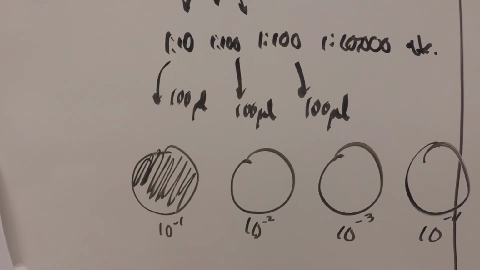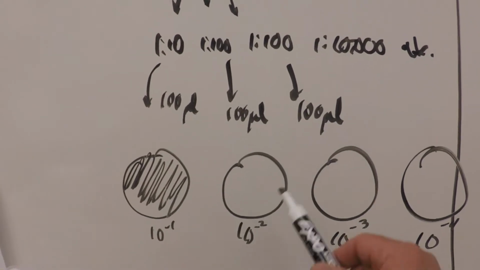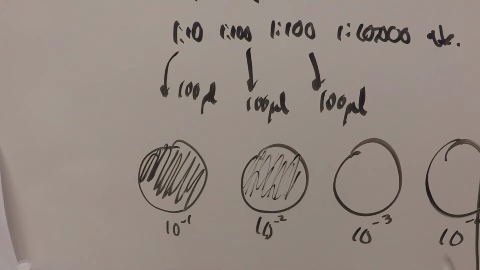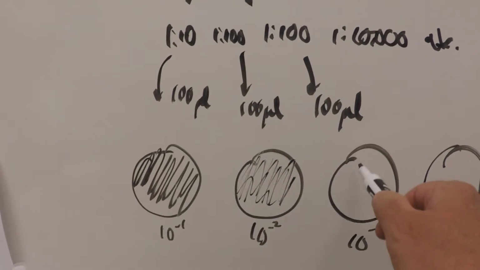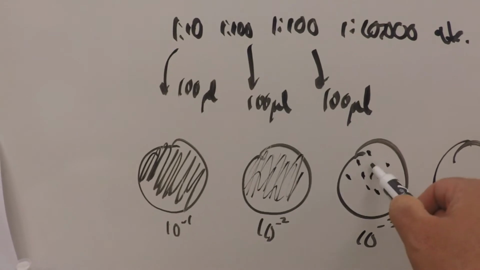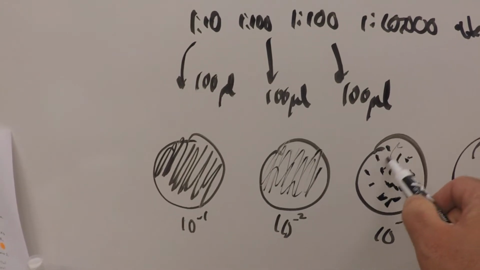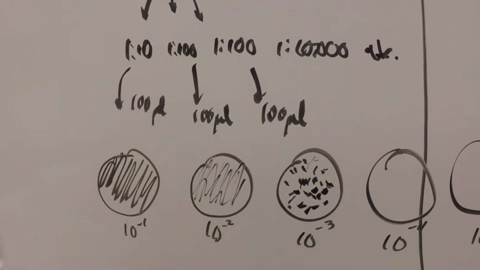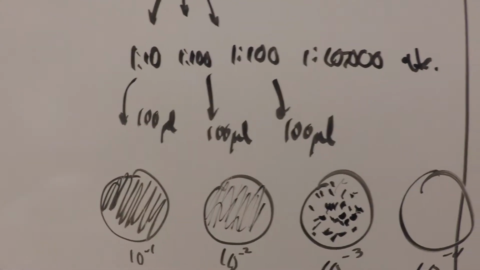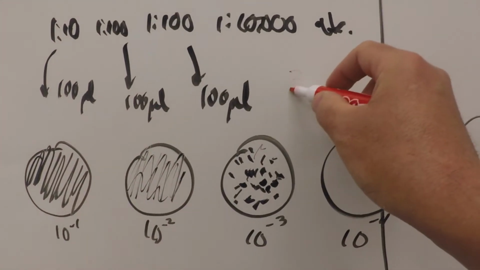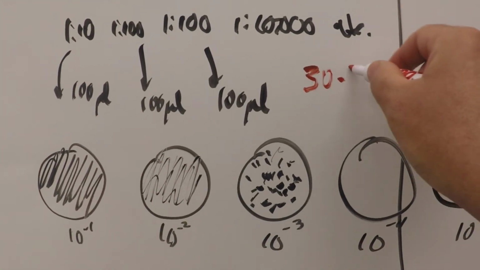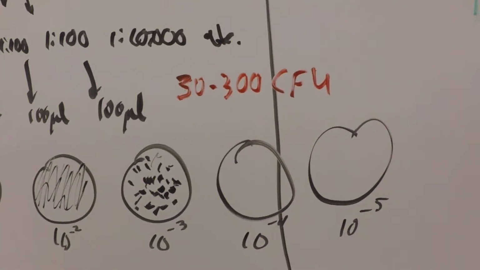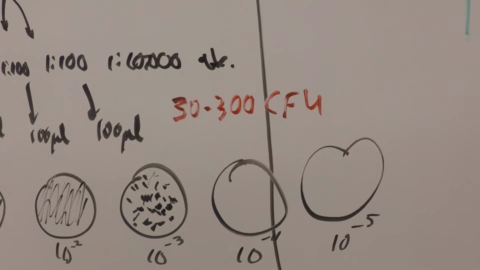And that's not going to help you much, okay? Maybe at this one, you're still going to see a bunch of colony that you're not going to be able to look at individuals. Over time, though, you're going to start to see colonies showing up as individuals, and you're going to start to be able to count those. But what you're looking for, your target, is a plate that has between 30 and 300 CFUs on it, okay?